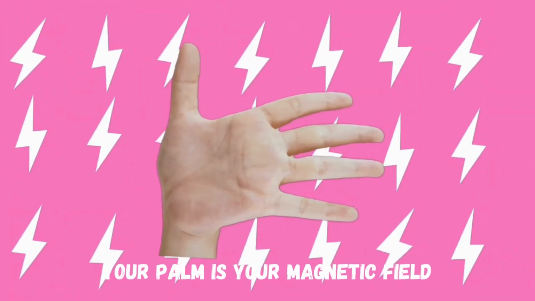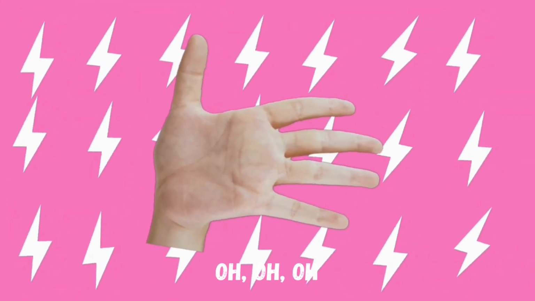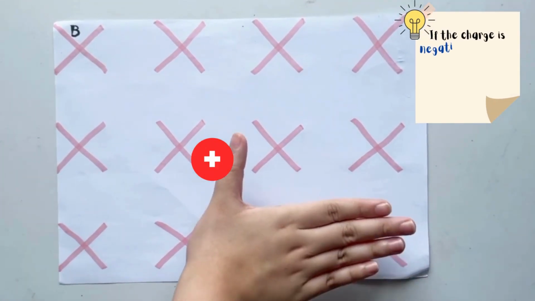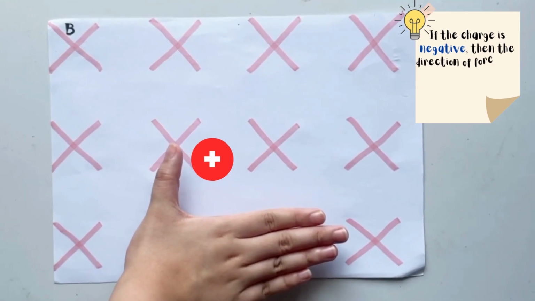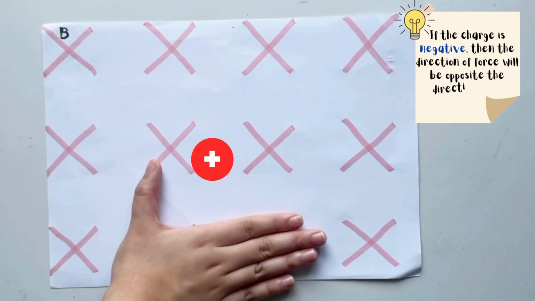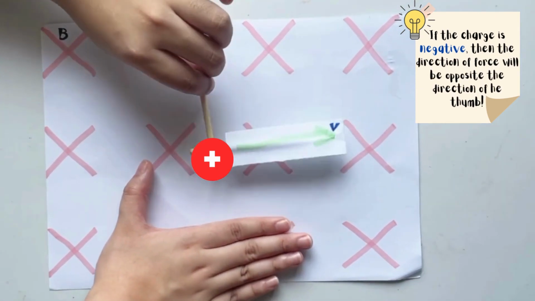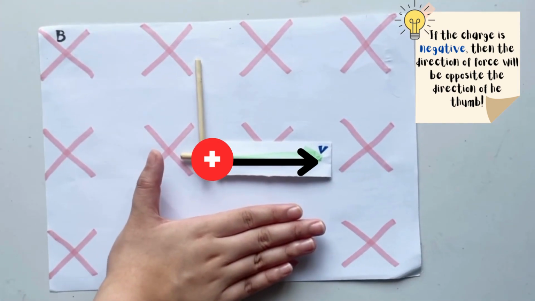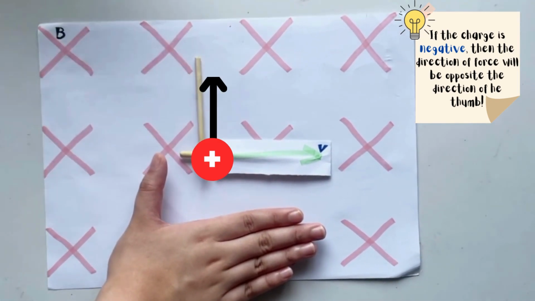Your palm is your magnetic field. A simple example on the application of the right hand palm rule: since your palm is your magnetic field, it will point into the page. Here, you can see your forefinger is following the direction of velocity. Since the charge observed is positive, the direction of magnetic force will follow the direction of the thumb, which is upwards.